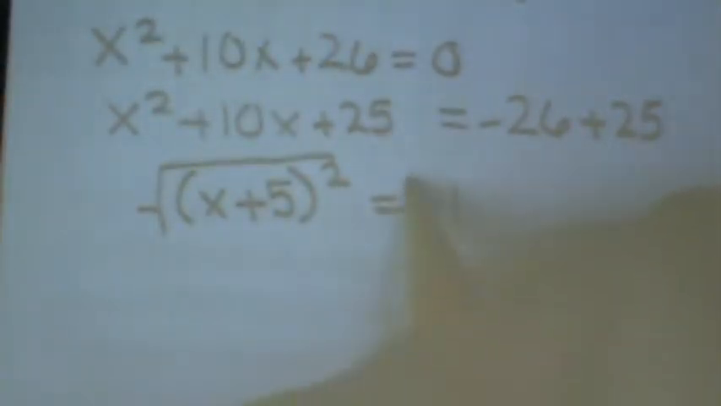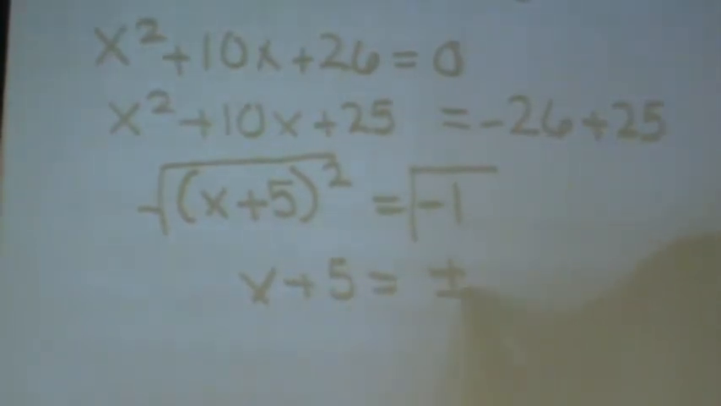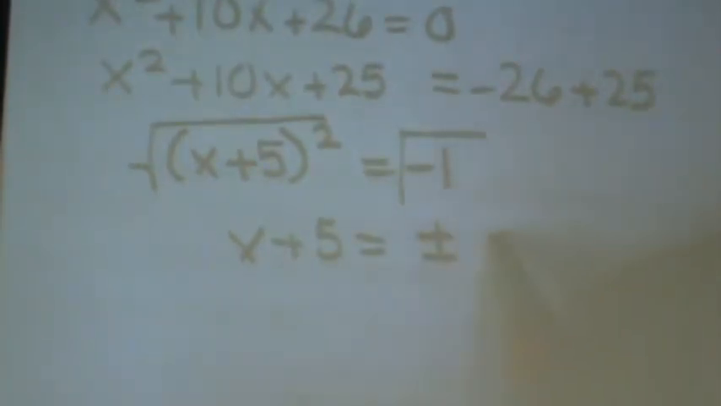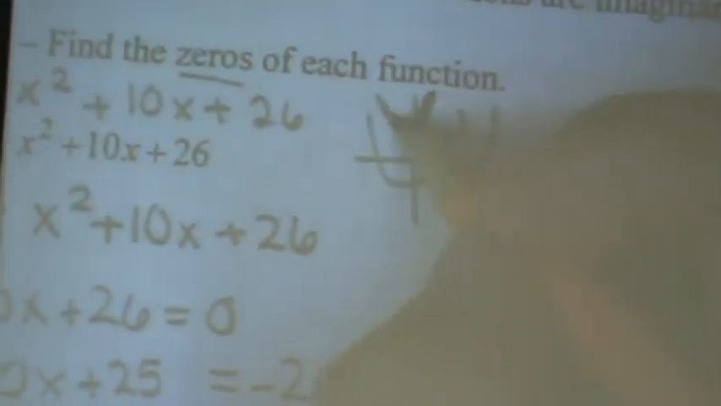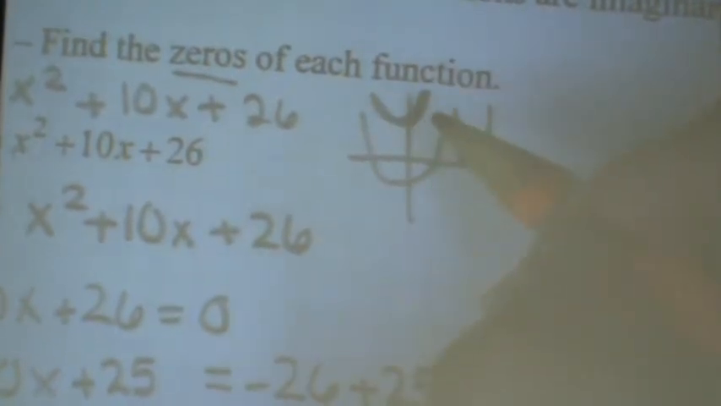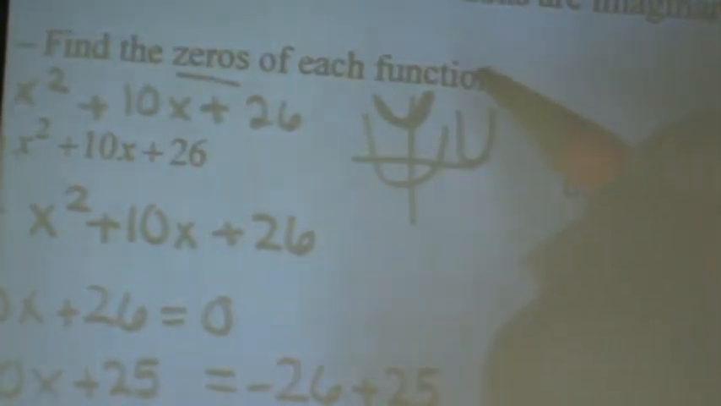Square root both sides. How many answers did I say you're gonna get? Uh-huh. And what's the square root of negative 1? I. And last thing. Subtract 5. Yep. Now, what this is telling me is that my graph looks like this right here, this floaty one, because it's not hitting the x-axis. That's what that means. Okay?